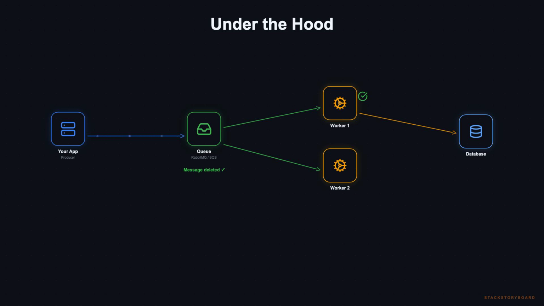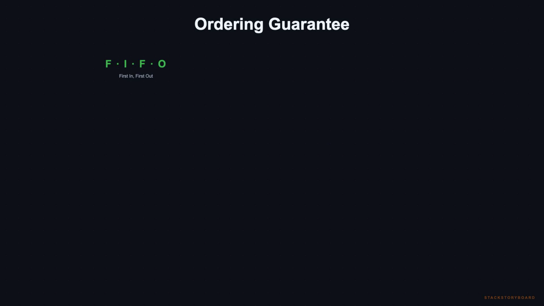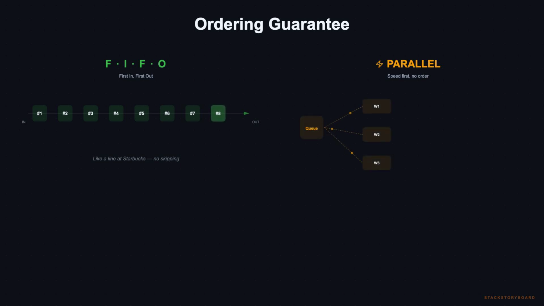Next. Some queues guarantee order. First in, first out. A FIFO queue. Like a line at Starbucks, you can't skip ahead. But some queues don't care about order. They want speed. Multiple workers grab messages in parallel. Faster, but no guarantees on sequence. Instagram likes? Order doesn't matter. Bank transactions? You better keep them in order.